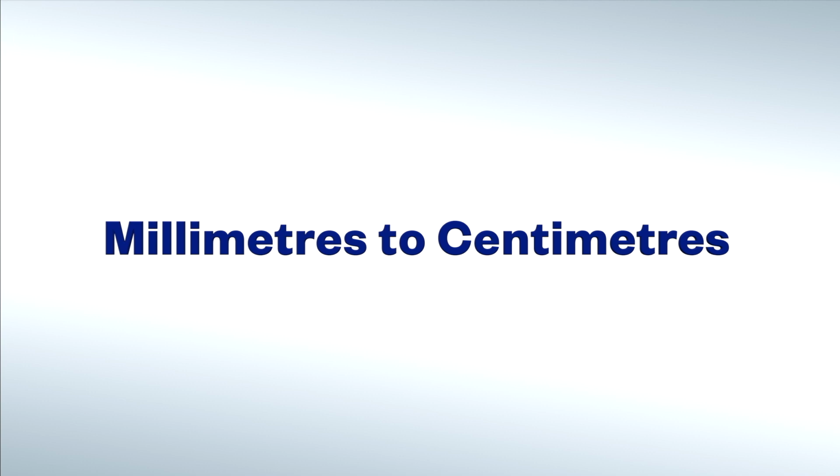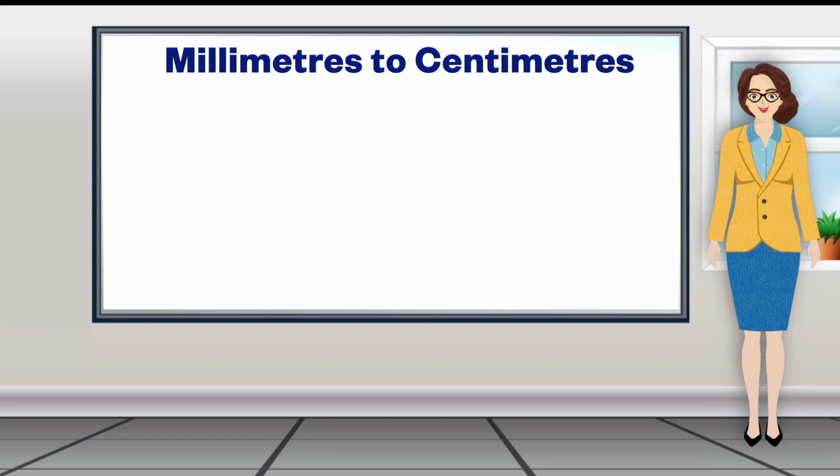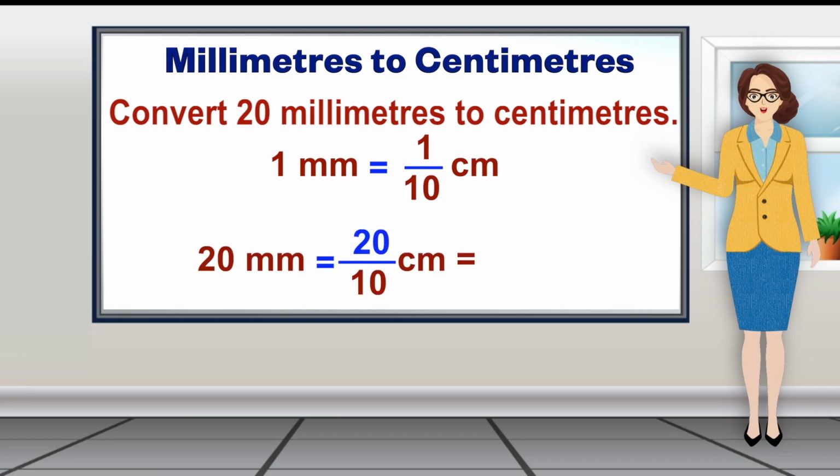Millimeters to centimeters. Let's convert millimeters to centimeters. Example: convert 20 millimeters to centimeters. 1 millimeter is equal to 1 by 10 centimeters. So, 20 millimeters divided by 10 is equal to 2 centimeters.